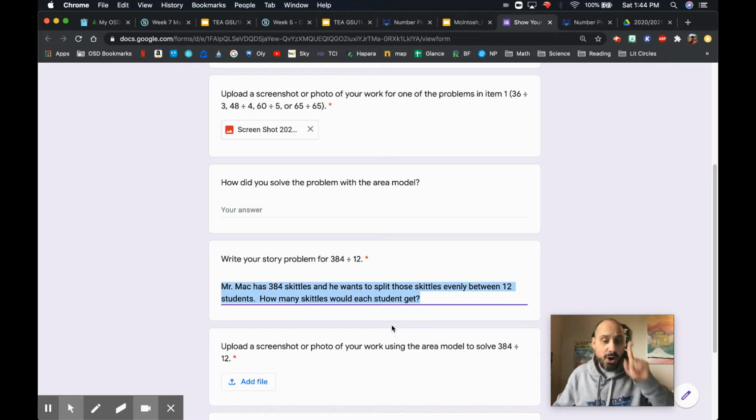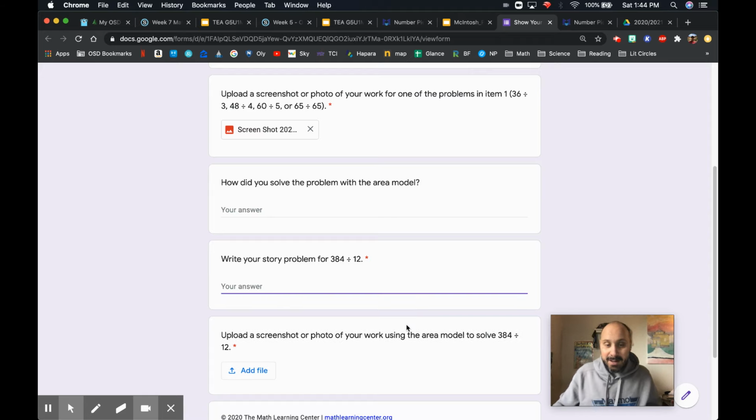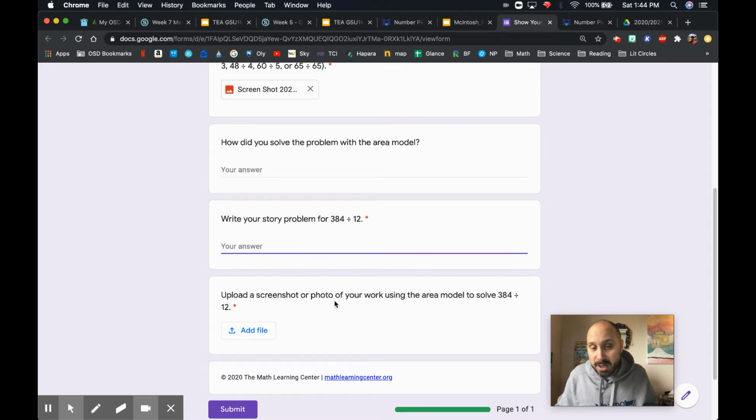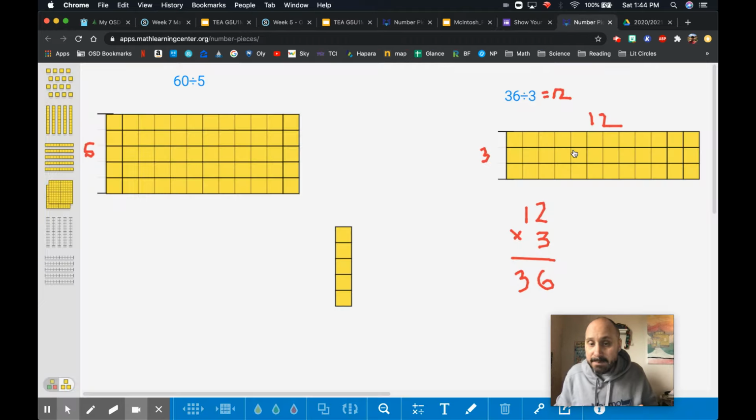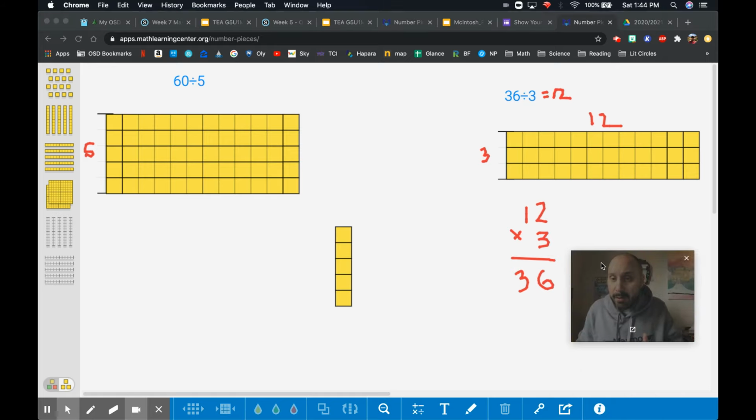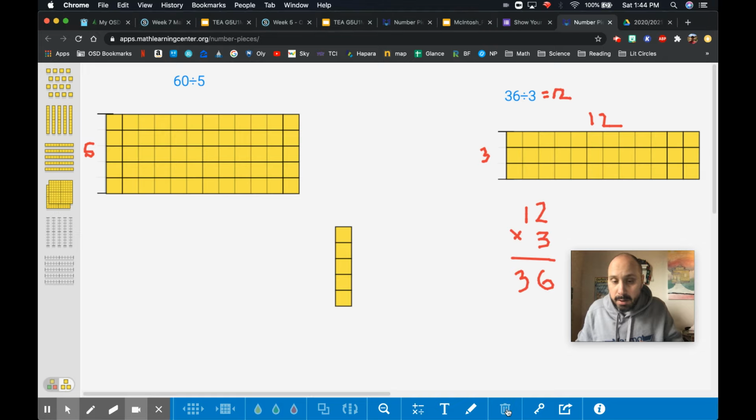So if you've watched this far, Mr. Mack gave you a really good hint right there, didn't he? All right, and then it says upload a screenshot or photo of your work using the area model to solve 384 divided by 12. So you'll have to go back in and do another area model of 384 divided by 12.